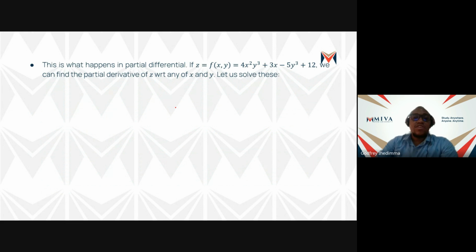Okay, now let us take a look at this. This is what happens in partial differential. Now, if we have a function as this, z is a function of x and y, and is defined as 4x squared y cubed plus 3x minus 5y cubed plus 12. We can find the partial derivative of z with respect to any of x and y, meaning that z can change if x changes, or if y changes, or if both of them change together. So let us solve for this. If we differentiate z with respect to x, we can call it z subscript x, and let us differentiate that.